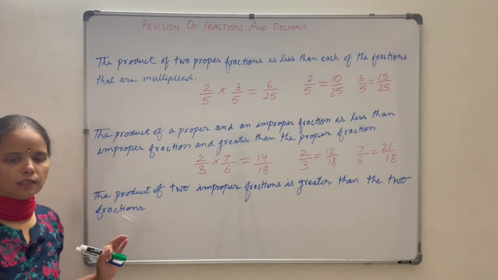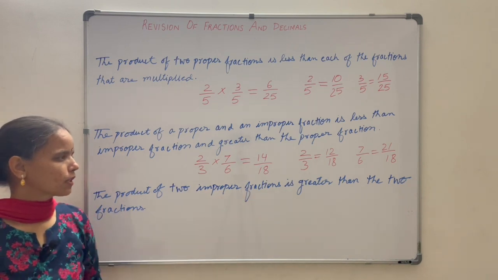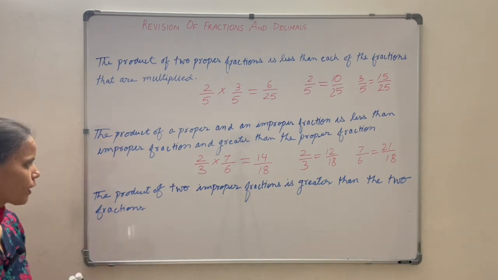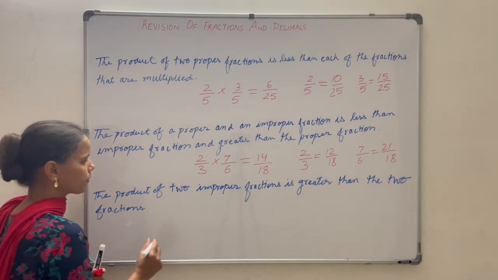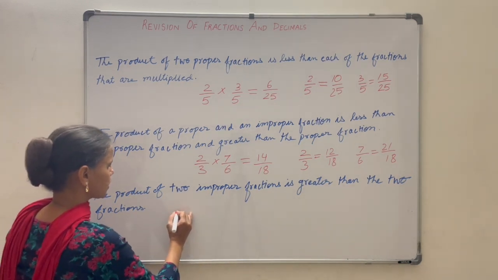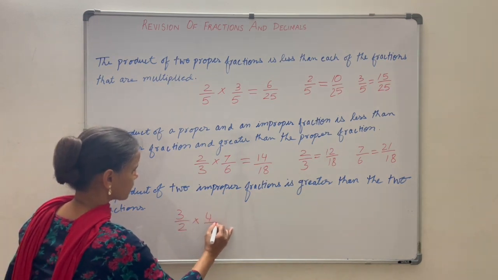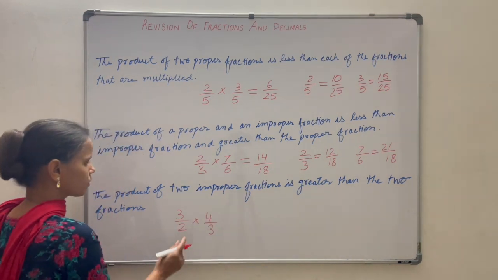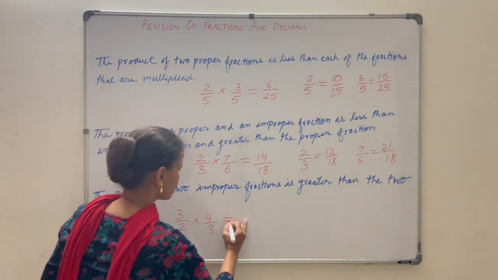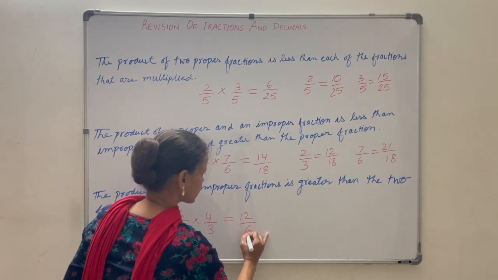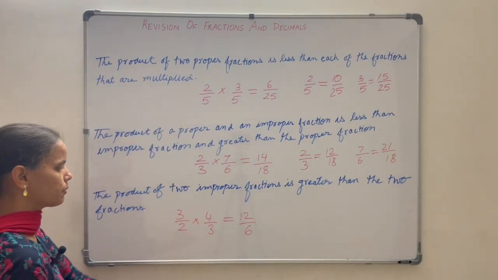Now let us see the third case. The product of two improper fractions is greater than the two fractions. So let us multiply two improper fractions. Let us take 3 by 2 and 4 by 3. So these two are improper fractions. What is the product here? 12 by 6. It says it is greater than both the improper fractions.